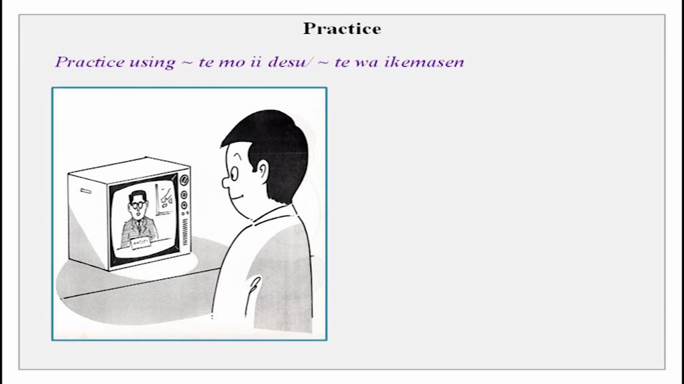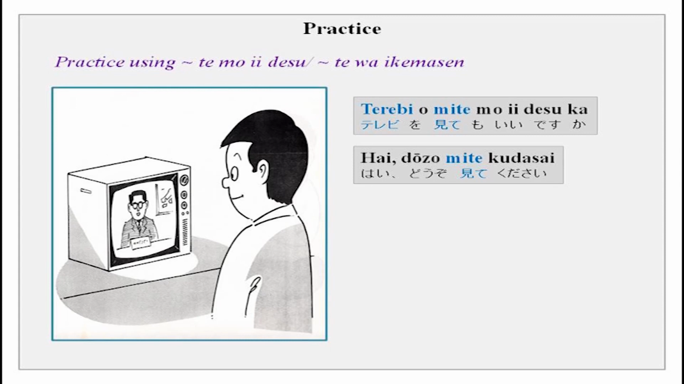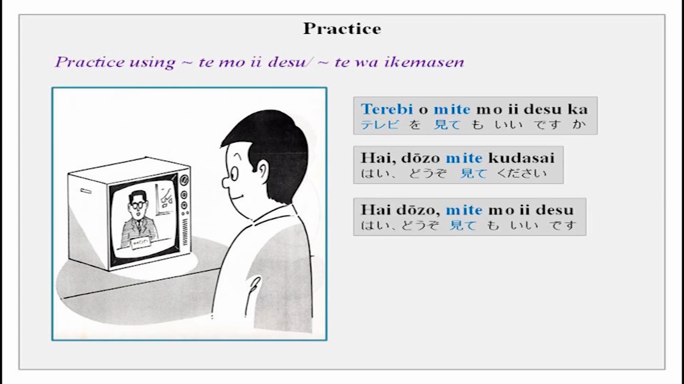You have this gentleman over here watching TV. Well, terebi o mite mo ii desu ka? Asking. Hai douzo, mite kudasai. Polite. Hai douzo, mite mo ii desu yo, or mite mo ii desu. It is all right with me if you watch.